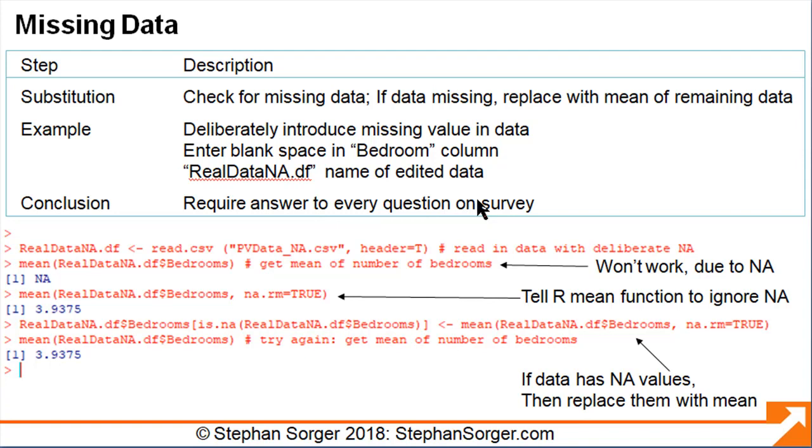In the next line, we tell R that if the data has NA values, checked by the is.na function in the bedrooms variable, to replace those NA values with the mean value for bedrooms, computed using the remaining values. We then double-check our work by computing the mean number of bedrooms in the modified data frame, and we arrive at the same mean value as before. Therefore, our efforts have been successful.